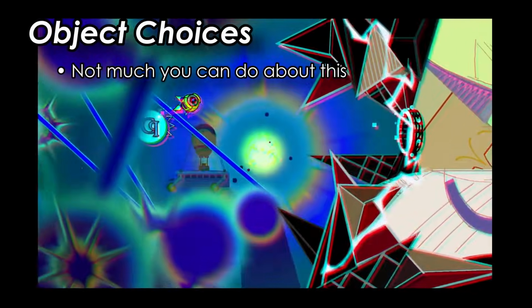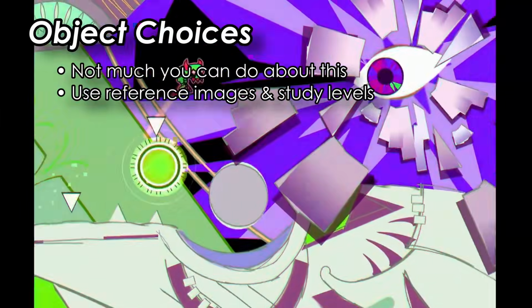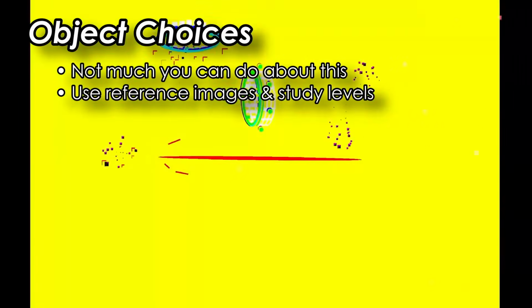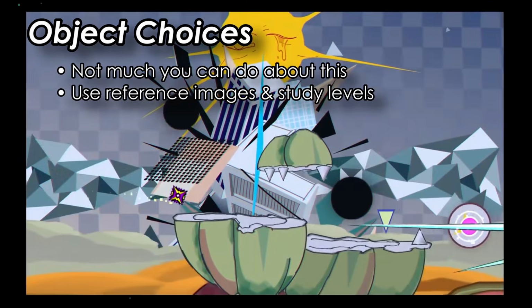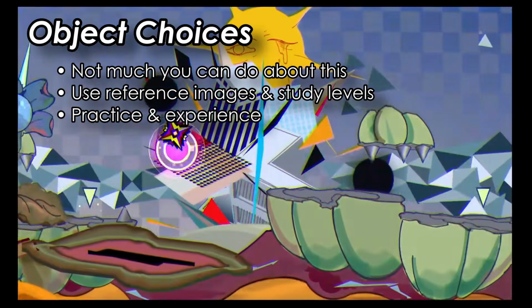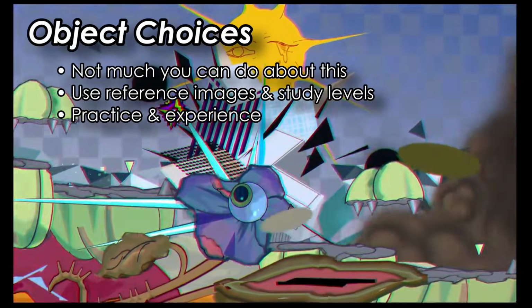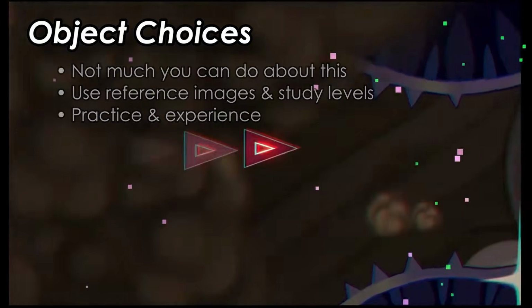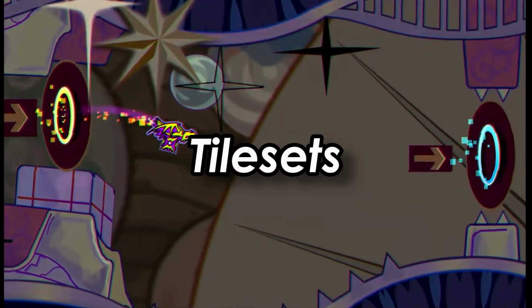You can learn unique ways to use objects if you copy other people's levels and analyze how they used objects, which is really useful when you're starting out, but you'll have to make lots of levels to really cement those lessons in your head. The best way to improve your object choices is to just create more deco and gain experience. The other issue, however, is tile sets.